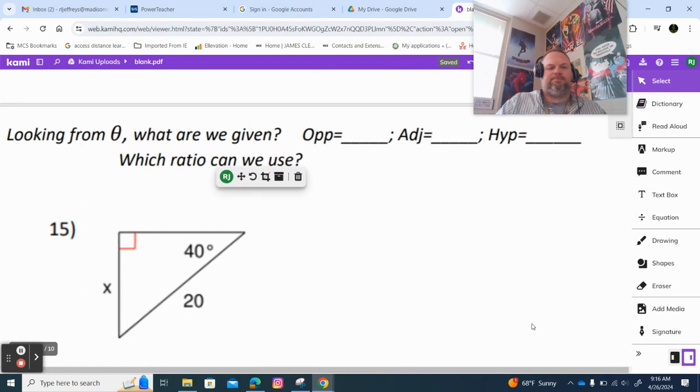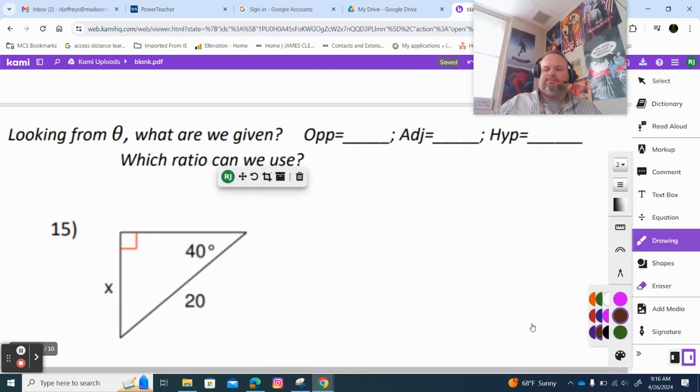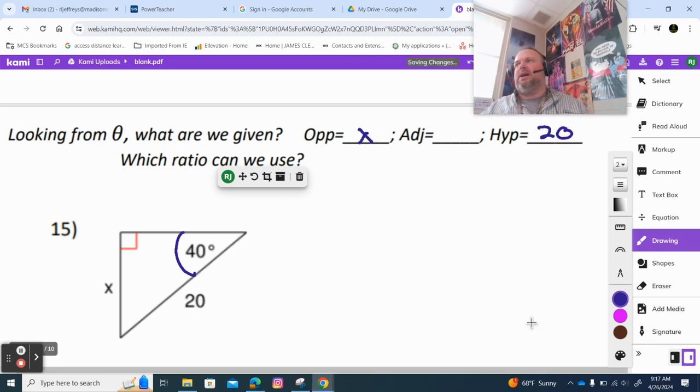All right. So here's my angle. What am I given? The opposite side is x. My hypotenuse is 20. Which ratio do we use when it's opposite and hypotenuse? Sine.